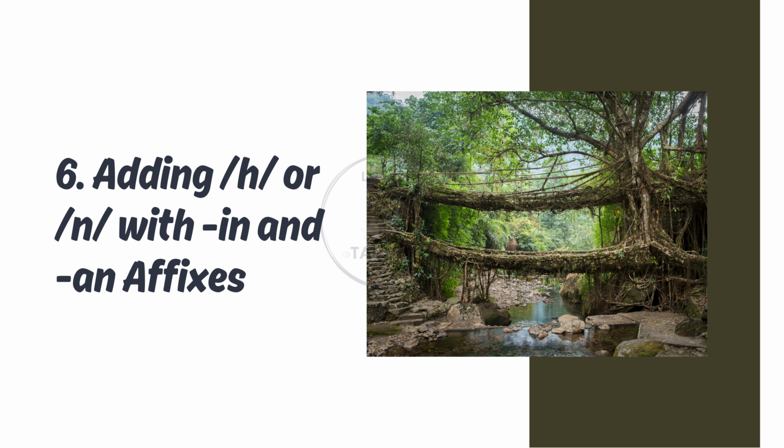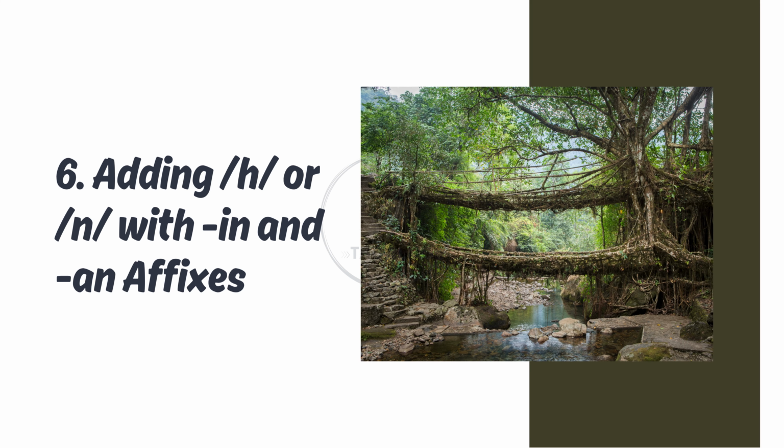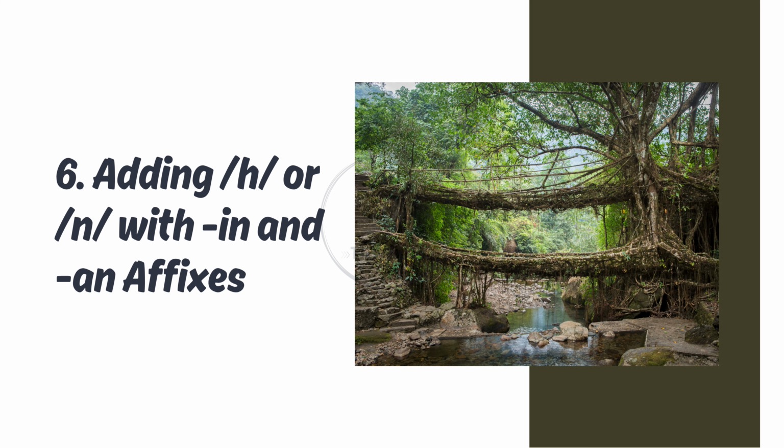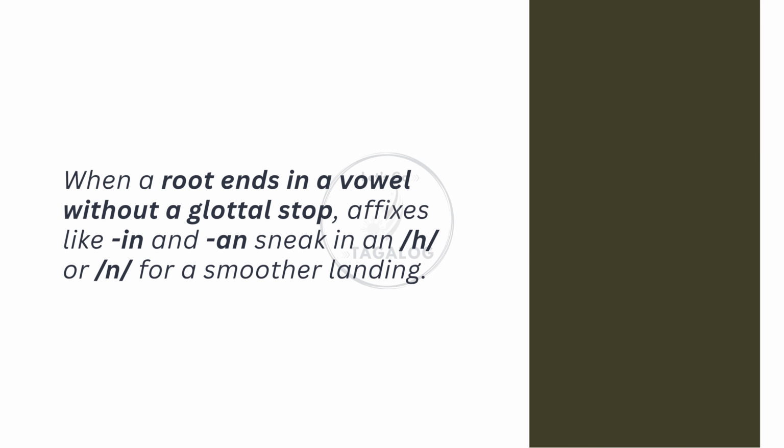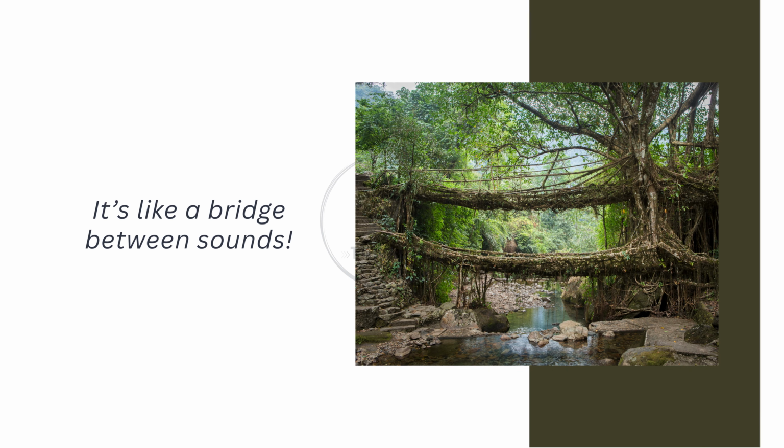Number 6. Adding H or N with in and an affixes. One more twist. When a root ends in a vowel without a glottal stop, affixes like in and an sneak in an H or N for smoother landing. It's like a bridge between sounds.